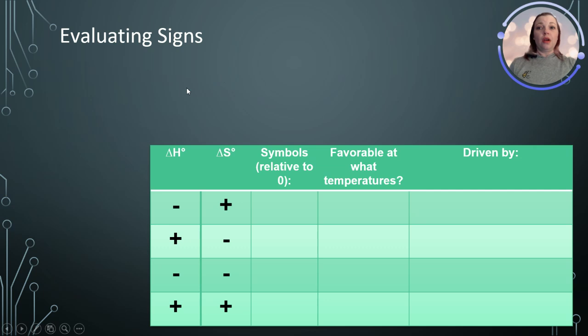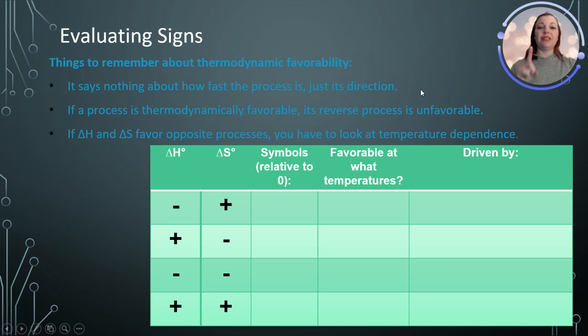So a couple of things to remember. First of all, number one, it says nothing about how fast the process is, strictly the direction. Something can be thermodynamically favorable and take thousands of years to occur, all right? So it says nothing about how fast it is. Again, that's why AP prefers the language of thermodynamically favorable instead of spontaneous. Second thing, if a process is thermodynamically favorable, its reverse process is unfavorable and vice versa. Finally, if delta H and delta S favor opposite processes, you'll have to look at temperature dependence. In other words, if their sign is the same, then you have to think about temperature dependence.